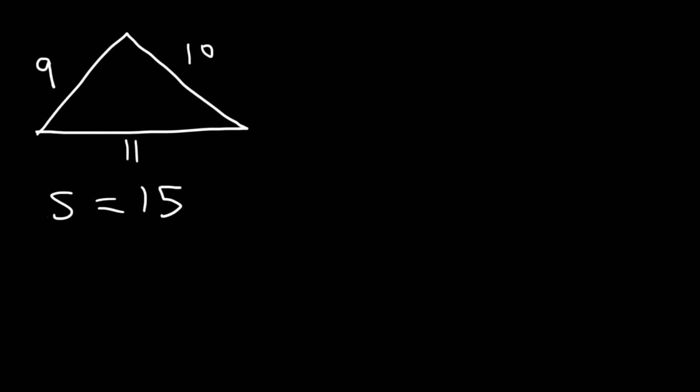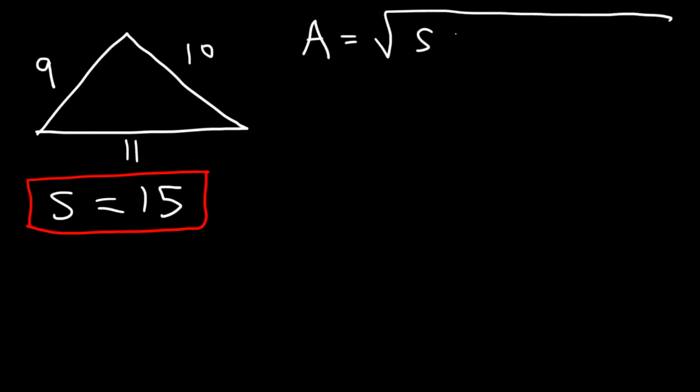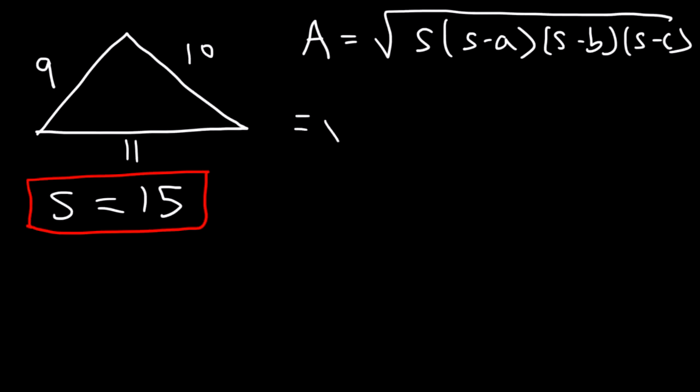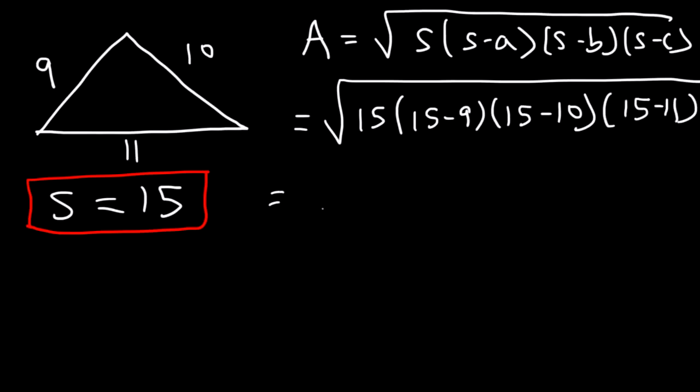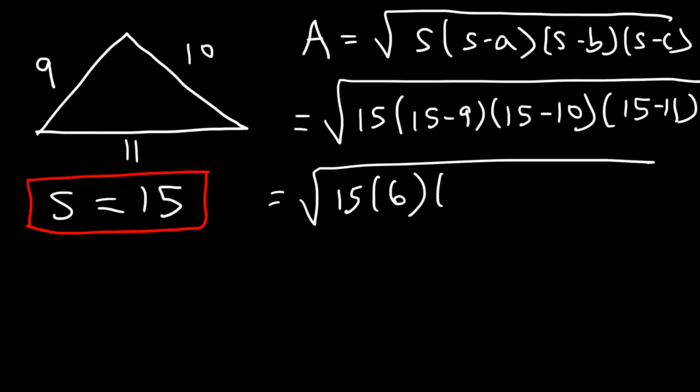Now that we have the value of s, we can use Heron's formula to find the area. It's going to be the square root of s times s minus a times s minus b times s minus c. s is 15, and then it's going to be 15 minus 9 times 15 minus 10 times 15 minus 11. 15 minus 9 is 6, 15 minus 10 is 5, 15 minus 11 is 4.